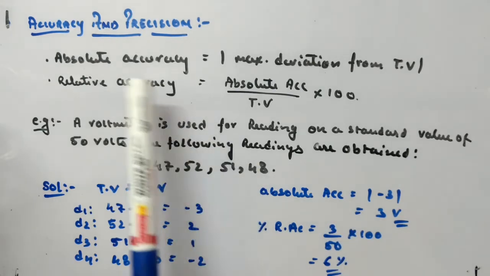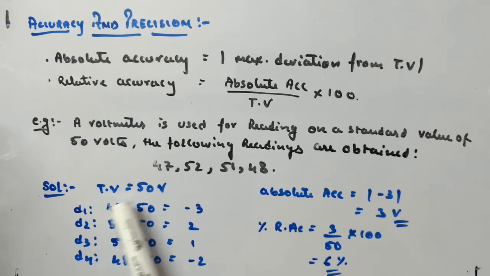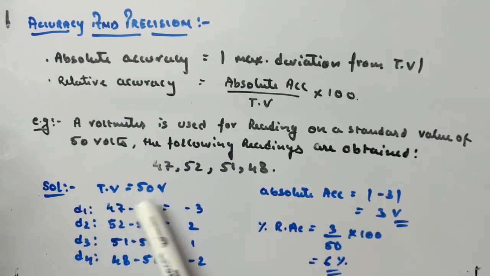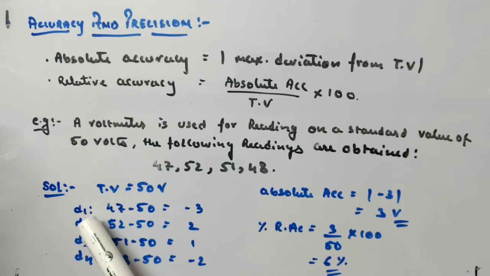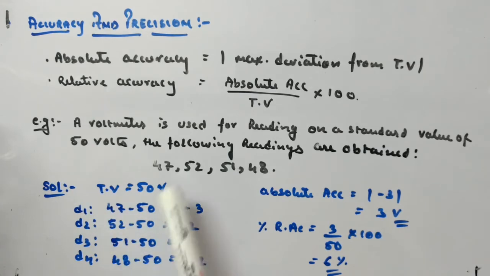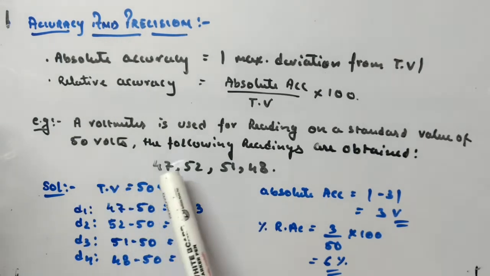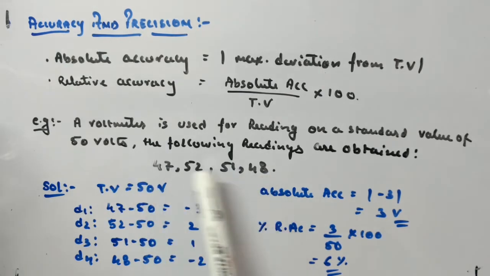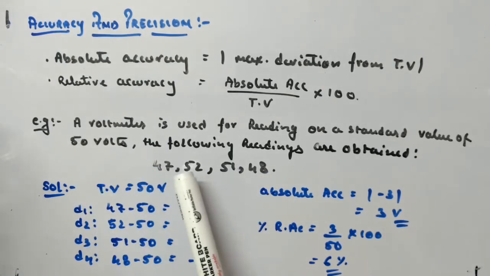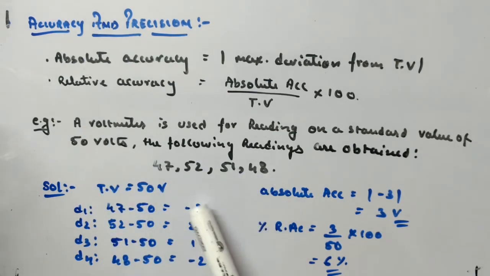So if you want to calculate absolute and relative accuracy, you go via this process. The true value is 50 volts. Your deviations will be D1, D2, D3, D4, that is 47 minus 50, that is minus 3, 52 minus 50, that is 2, 51 minus 50, that is 1, and 48 minus 50, that is minus 2. So for whatever readings you took, you calculated the difference between the reading value and the true value for each reading, and this is what you get.